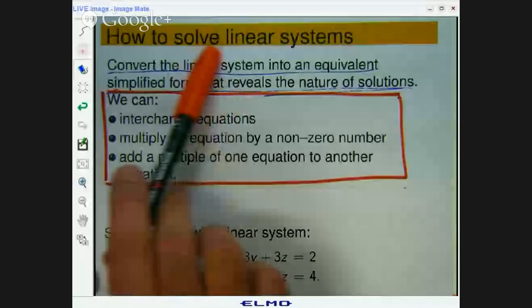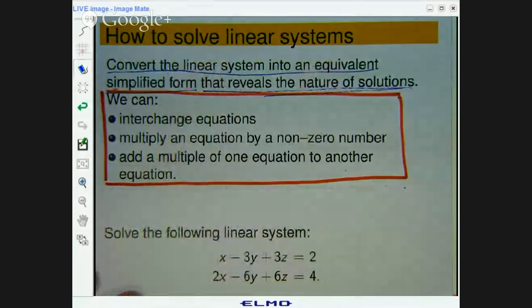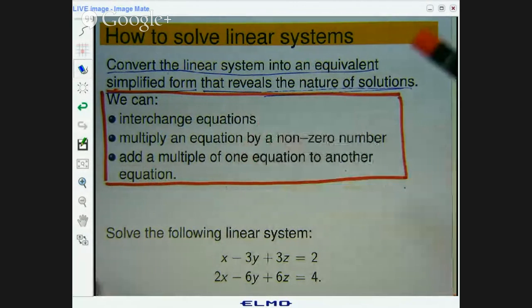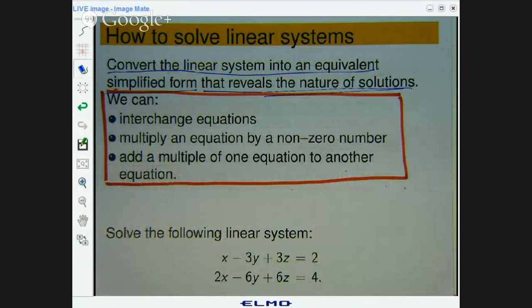Okay, now, no matter what kind of linear system you're looking at, you can always perform these operations to simplify the situation and reveal the nature of solutions. You can interchange equations, you can multiply an equation by a non-zero number, and you can add a multiple of one equation to another equation. Now, this is the system that we're going to look at.